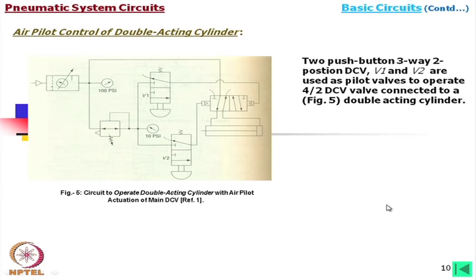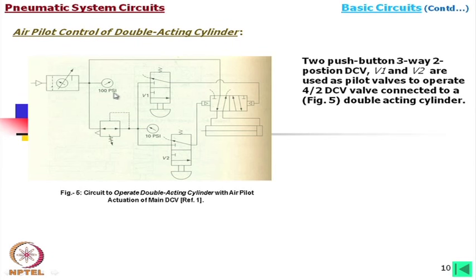Now, air pilot control of double acting cylinders: the same double acting cylinder, and we have the same valve, but instead of a push button, this is actuated by air, and that is called pilot operated. Now, this pilot valve is named V1 and V2, and this is again a 3/2 directional control valve. But if we think of the pressure, the main system is working with one pressure and this system is working with another pressure. So, we need to have a pressure regulator valve.